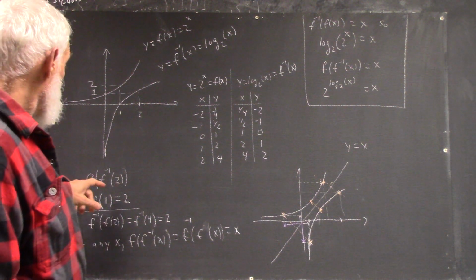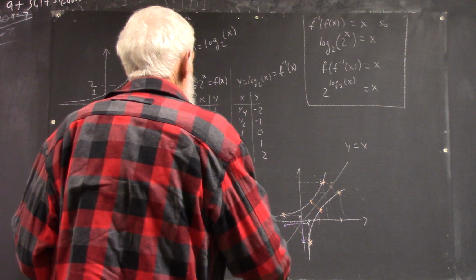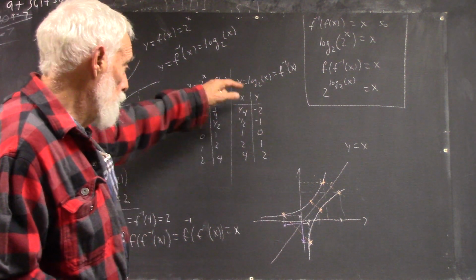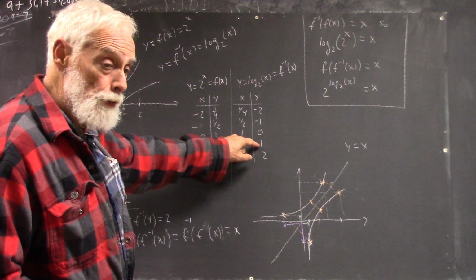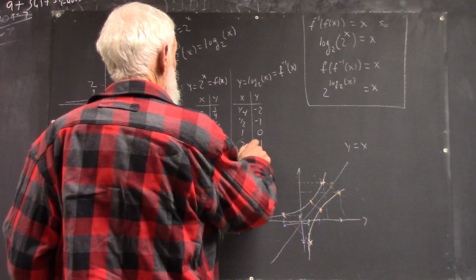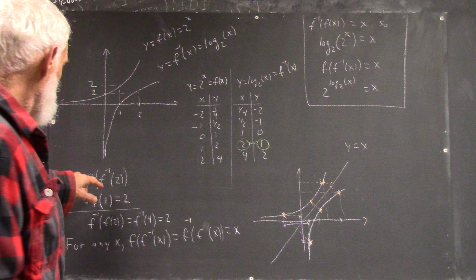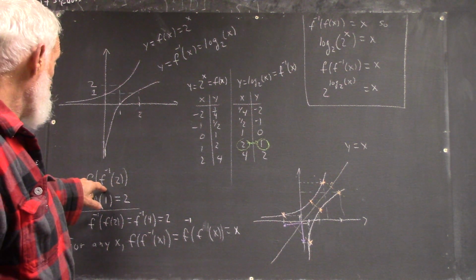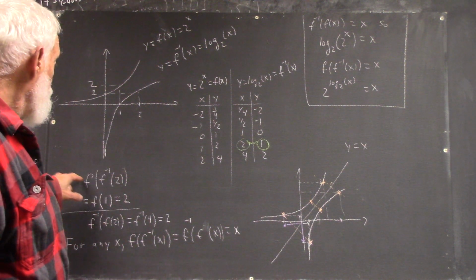First of all, f of f inverse of 2. Well, f inverse of 2 would be the inverse function, the log base 2 function applied to 2. If x is 2, the inverse function gives us 1. Okay, so we have 2 here, which gives us 1. And that's what we get if we plug 2 into the inverse function. And then, of course, since f inverse of 2 is 1, we have f of 1.